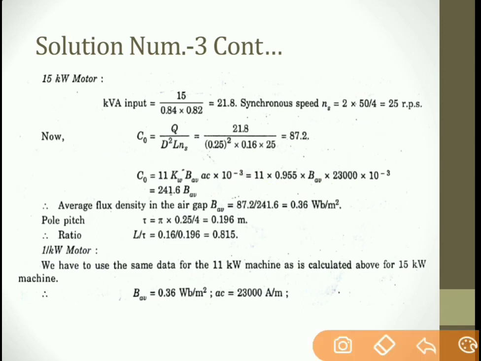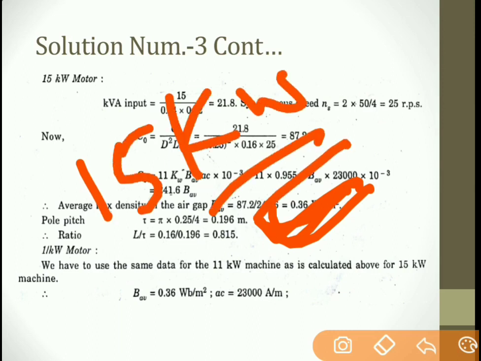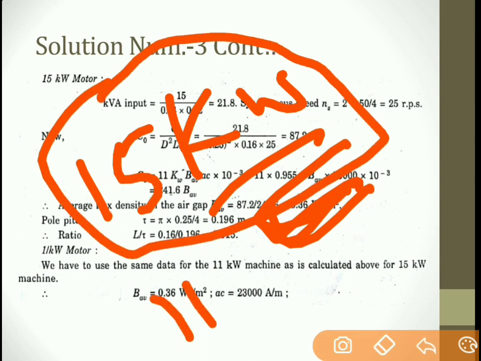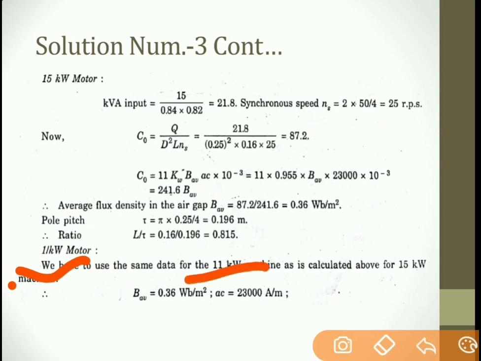Up to this point, all the calculations we have made are related to the 15 kilowatt motor. Why did we do this? Because we are going to use this data for the 11 kilowatt motor also. Let us see how to do that. From here we are starting with the 11 kilowatt motor, and we have to use the same data.